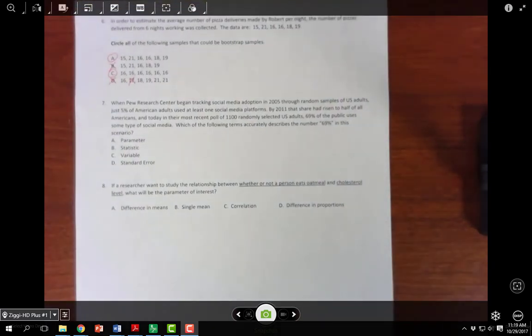7 wants to know, when Pew Research Center began tracking social media adoption in 2005 through a random sample of U.S. adults, just 5% of American adults used at least one social media platform. By 2011, that share had risen to half of all Americans, and in today's most recent poll of 1,100 randomly selected U.S. adults, 69% of the public uses some sort of social media. Which of the following would accurately describe the number 69% in this scenario?